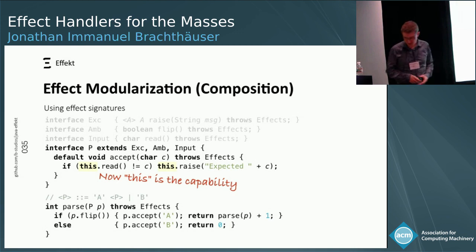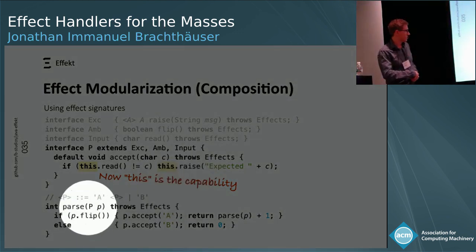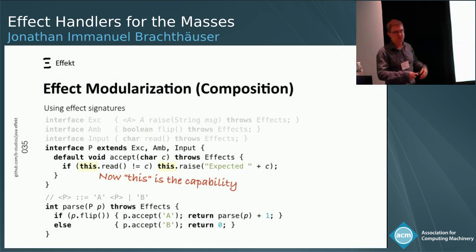Same thing for our other parser. We could also make it a method on the P interface, but here we just choose to parameterize it by P, and it's not just a single capability that we have to pass around.